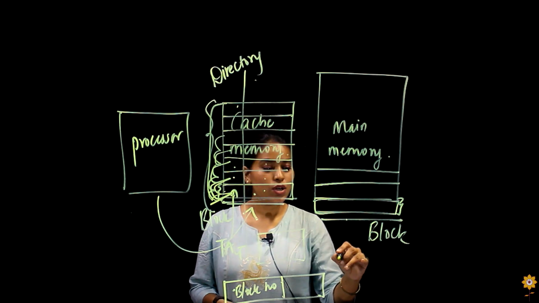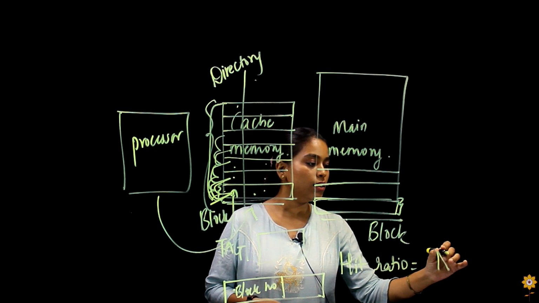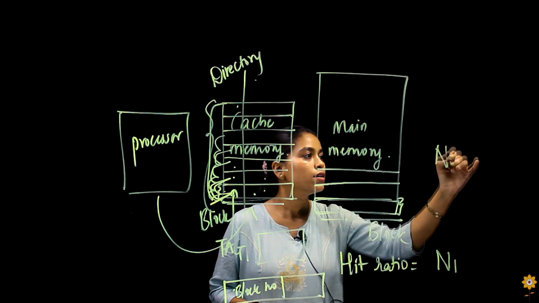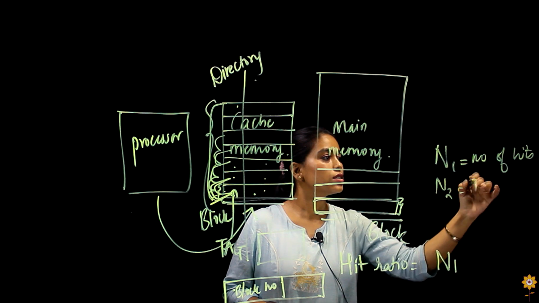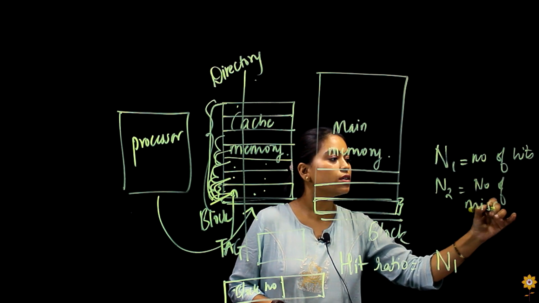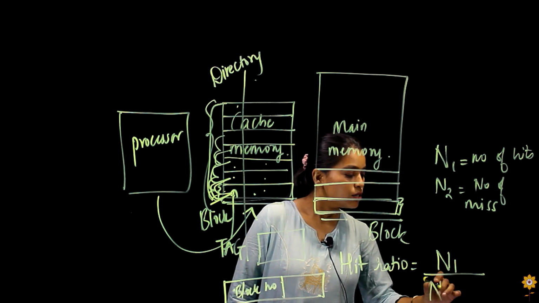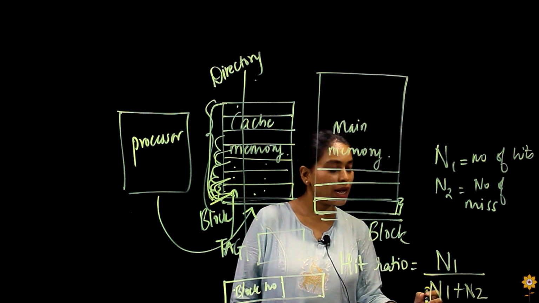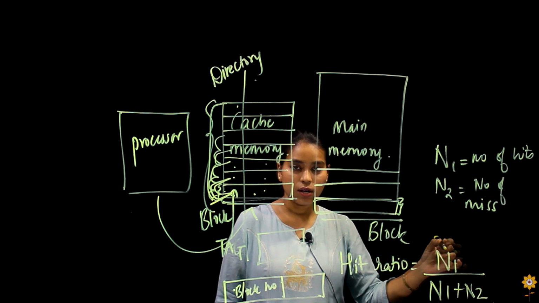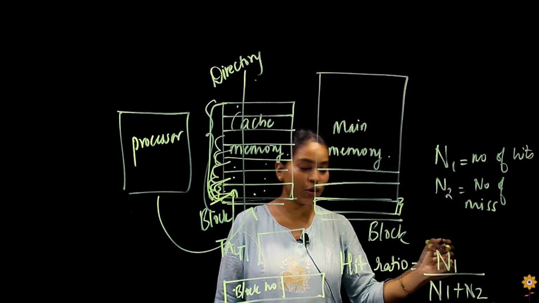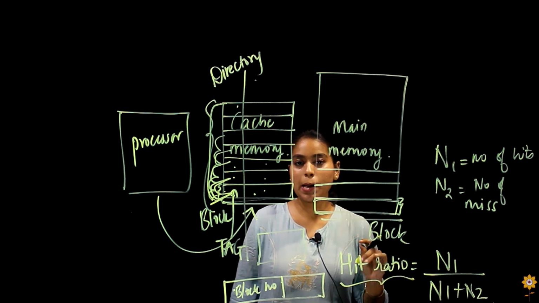And what is hit ratio? Say n1 is the number of hits and n2 is the number of misses. So hit ratio is the number of hits upon total accesses. So n1 plus n2 is hits plus misses, so total searches is in the denominator. The hit ratio is n1, number of hits, upon number of hits plus misses. So the hit ratio has to be maximum.